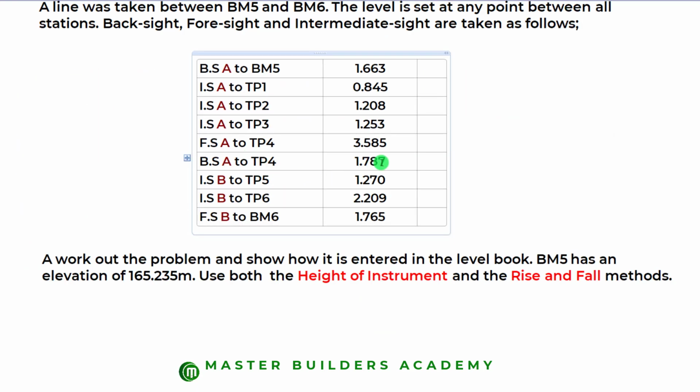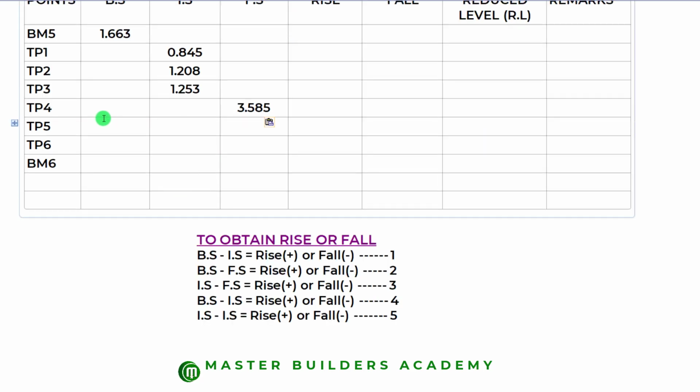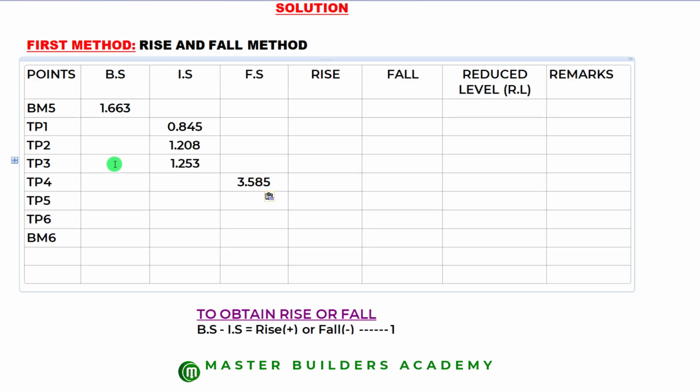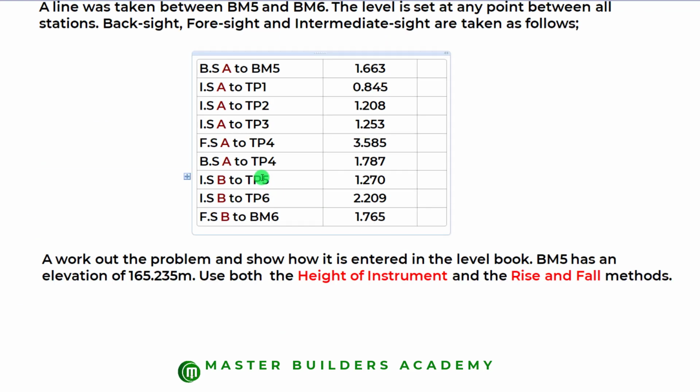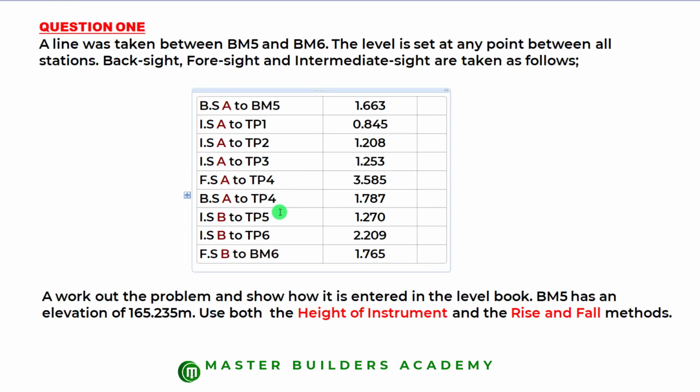Then we move up again. We have another value, 1.787, under the TP4 again. But in this case, it is backside. So it means that at TP4, we have a value for Foresight and then the value for backside also given. So we come to TP4 and move down under the backside, then place in these values. Okay, then we move up to the same table. We move to TP5.